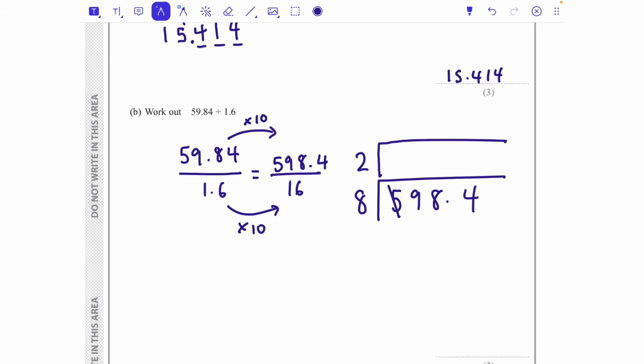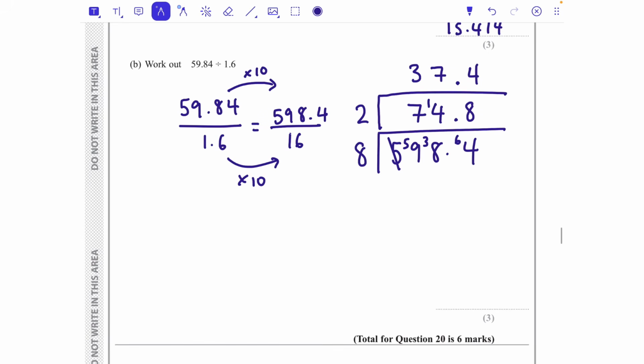8 into 5 doesn't go. 8 into 59, well, we've got 8 times 8 is 64, so 8 times 7 is 56. So that's going to go in 7 times with a remainder of 3. 8 into 38 goes 4 times, that's 32, remainder 6. And 8 into 64 goes 8 times. So there we go. And now I've got to just divide that by 2. 2 into 7 goes 3 times, remainder 1. 2 into 14 goes 7 times, point above, and 2 into 8 goes 4 times. So there we go, 37.4.